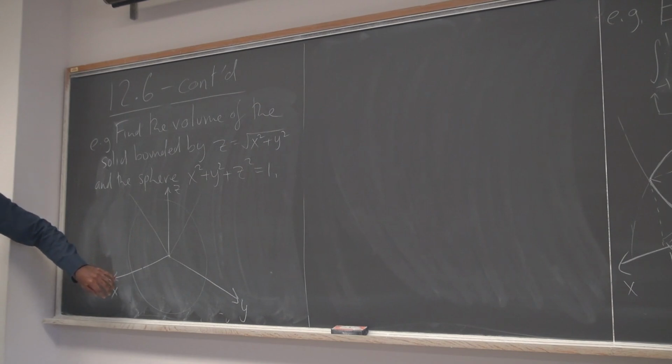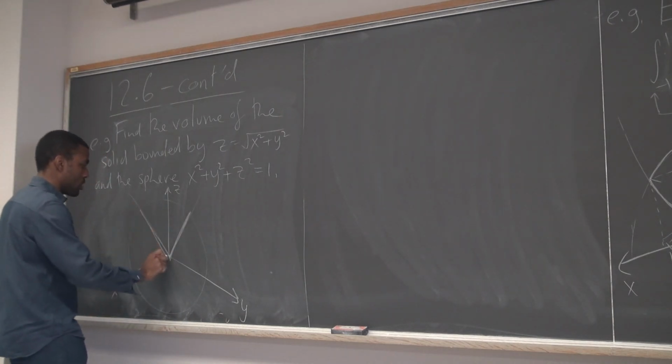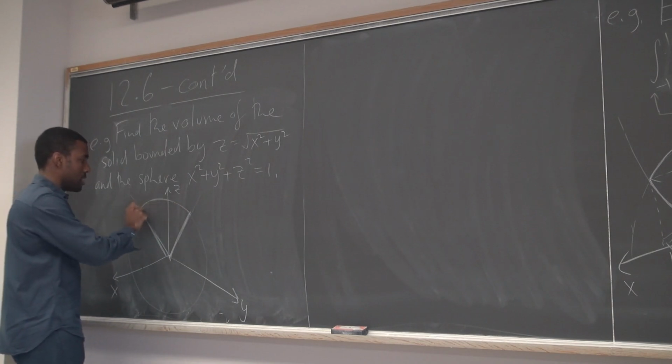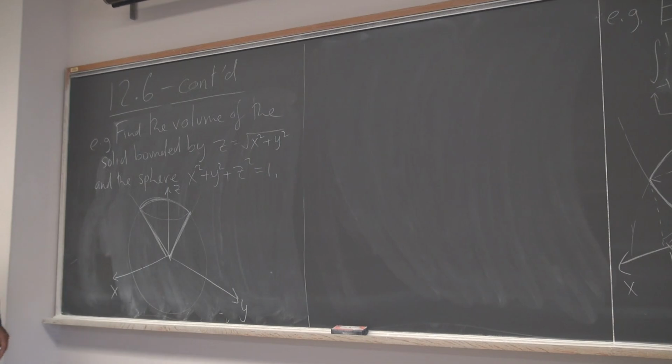x squared plus y squared equals 1, circles, right? It's like a wedge. Not the region projection, the 3D region bounded by both. It's like the wedge. So it looks like an ice cream cone. So it's this guy here, an ice cream cone. Okay, so that's the object.